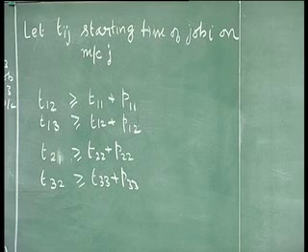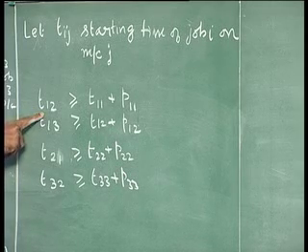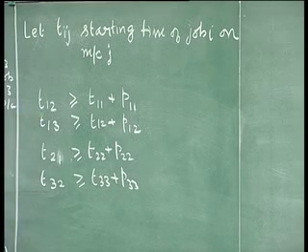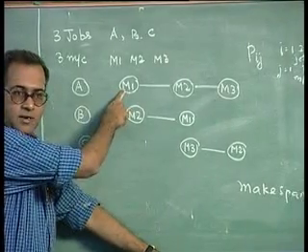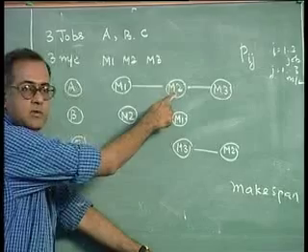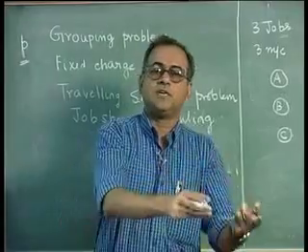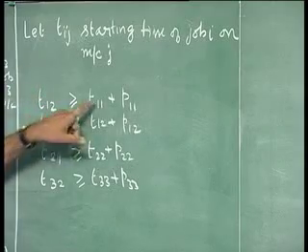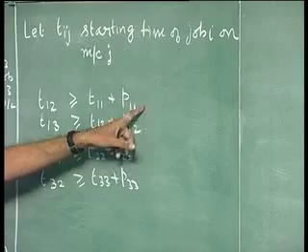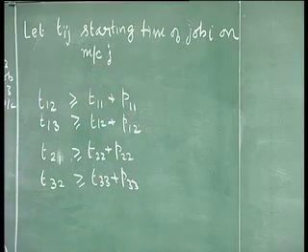My start time T12 need not be immediately after this is over. This could be over, it could be waiting for machine 2, machine 2 may be busy doing something else, it waits, and once the machine 2 is free, it can go. That means T12 is greater than or equal to T11 plus P11. So, these are simple constraints which are easy to model.